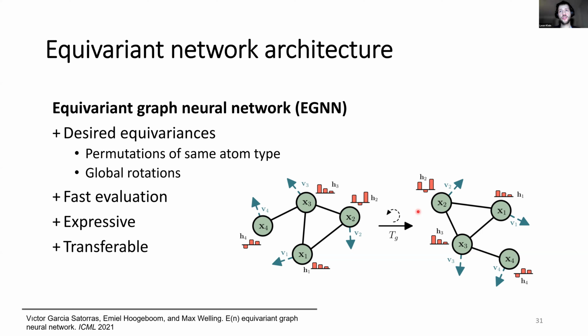I'm not showing results for this paper because in our follow-up work, we worked with bigger systems, but we still use these equivariant normalizing flows with this architecture.